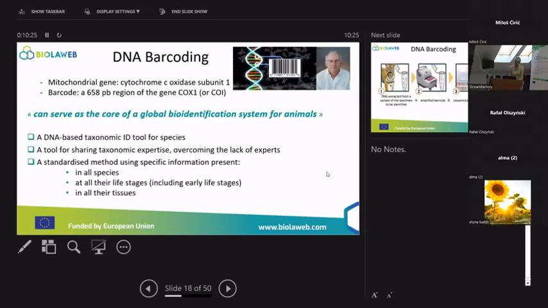He wanted that for identification, but also because he was observing that there was more and more lack of taxonomical experts, and if we want to keep this expertise, that could be a tool for sharing taxonomic expertise. He also promoted DNA barcoding as a standardized method that could use the information that is in all species at all their life stages, including early life stages like eggs, for example, and in all their tissues.